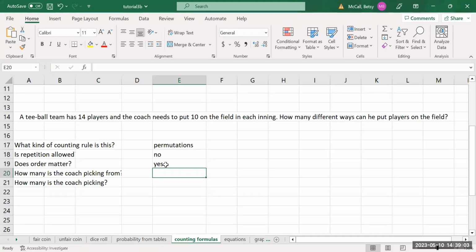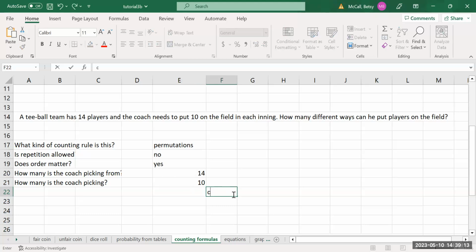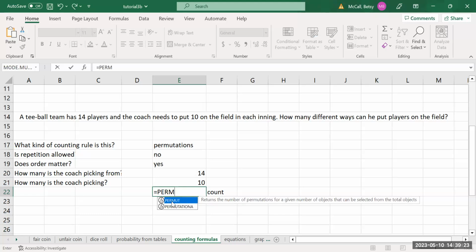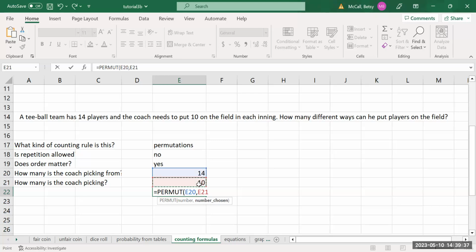So we want to know how many people the coach is picking from. There's 14 options and he's picking 10 of them. Now, because this is a permutation rule, there is a built-in formula in Excel to do this count. And not too surprisingly, you can just start spelling the word permute. The permutation function is the permute function. And the number that goes first is the number you are picking out of. It is always the larger number. And the second number is the number that you are choosing.